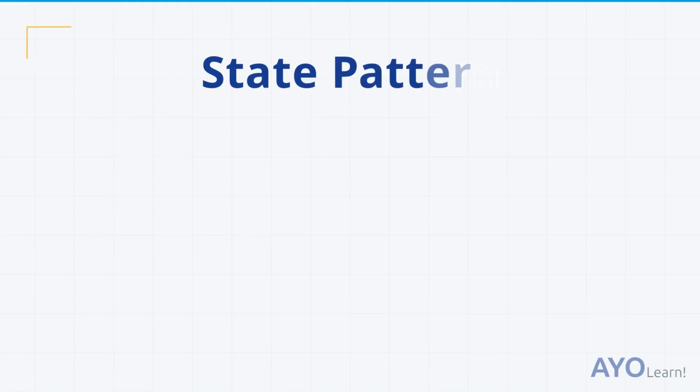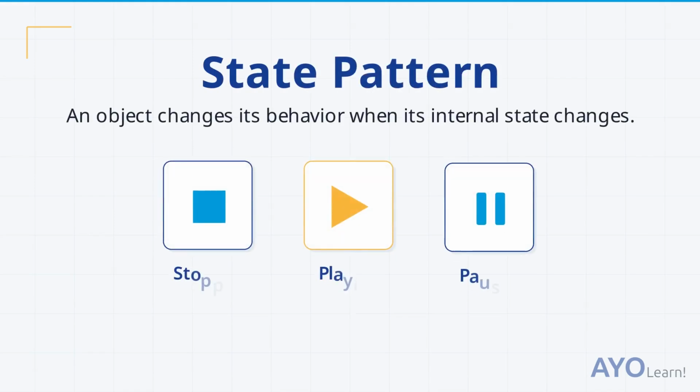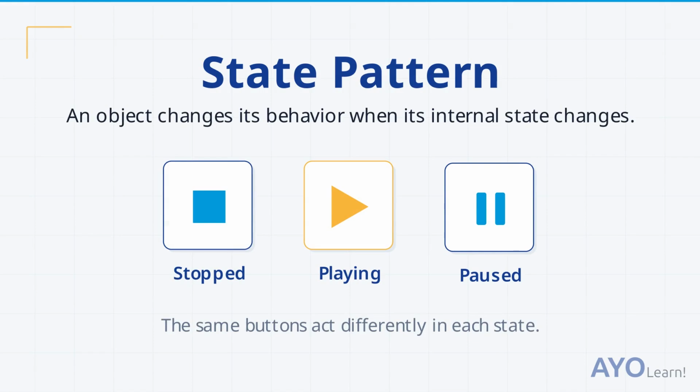The state pattern lets an object change its behavior when its internal state changes. Picture a music player with 3 states: stopped, playing, paused. The same buttons act differently in each.